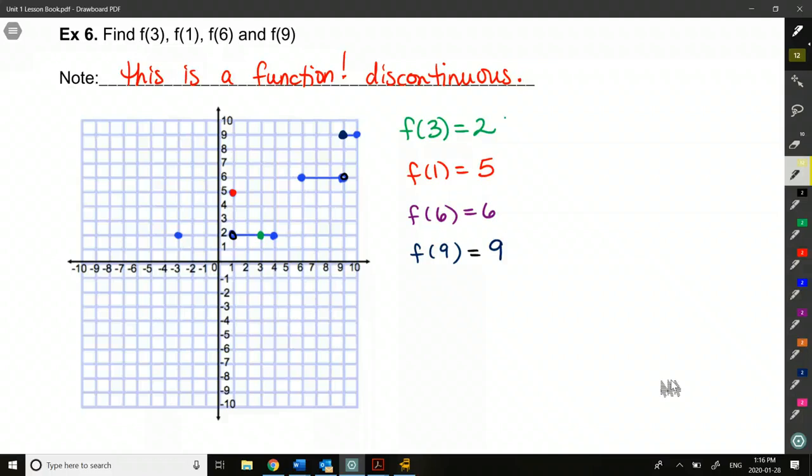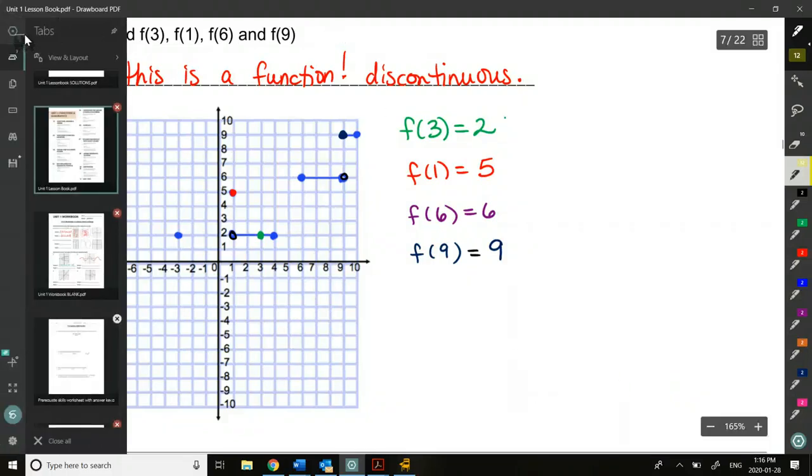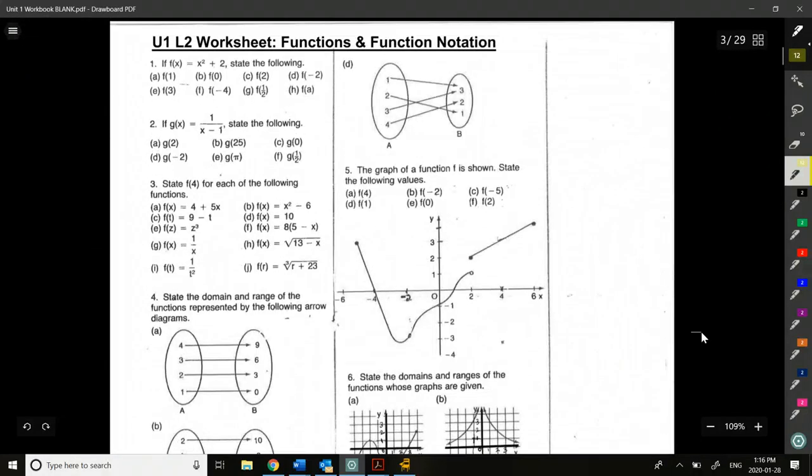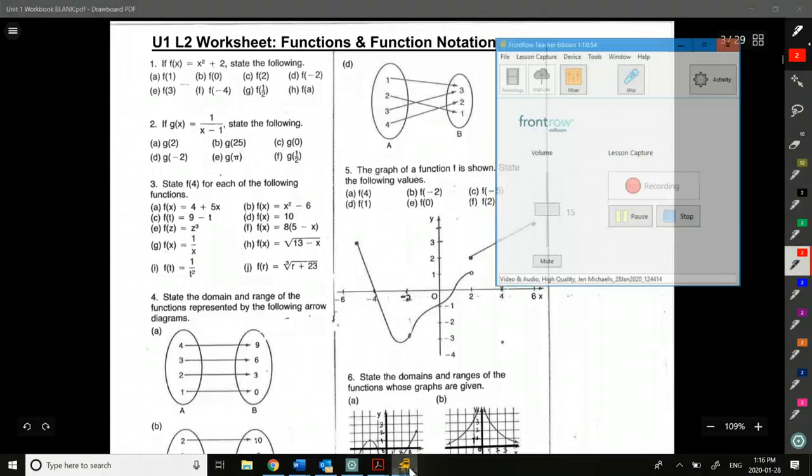Other questions, anything? Okay, so in your workbook, I'm just going to flip over to that here. I'm not going to have you do everything here, so if you want to grab your workbook, I'm going to circle a couple questions, you can circle them. Shut the video off here.